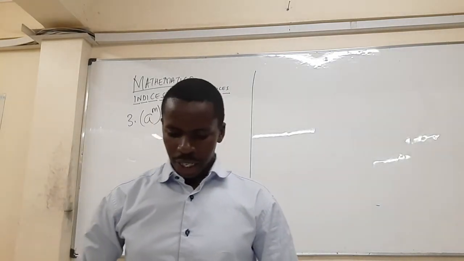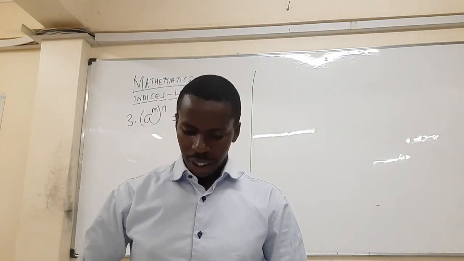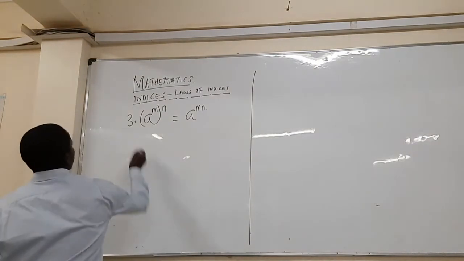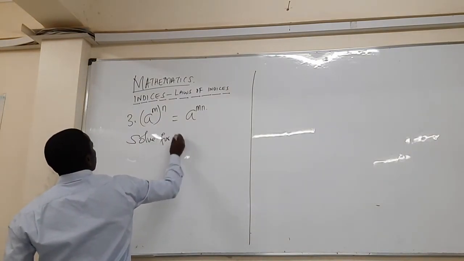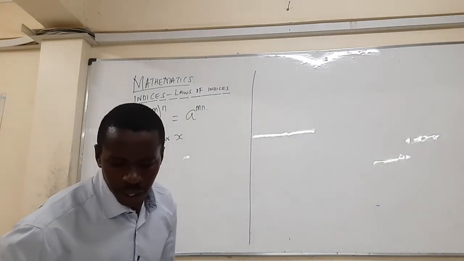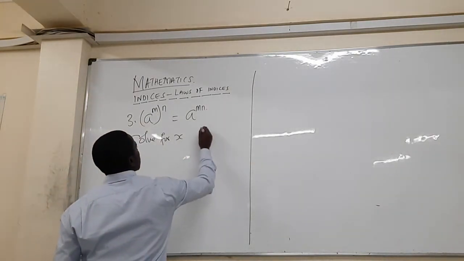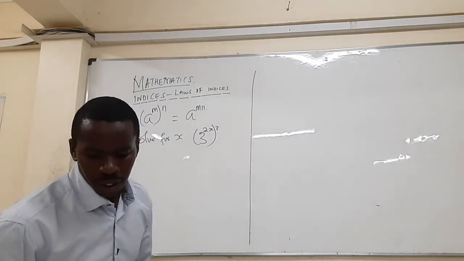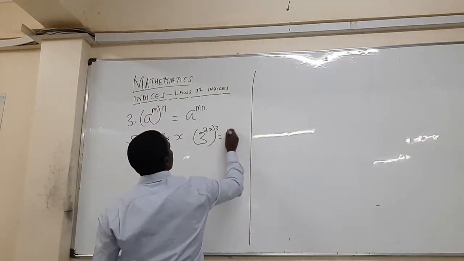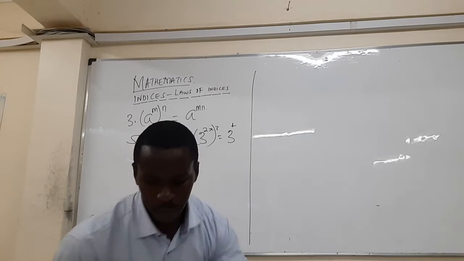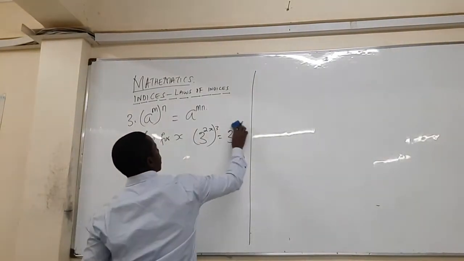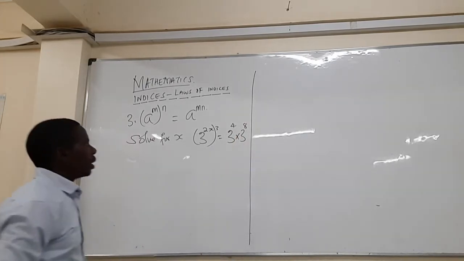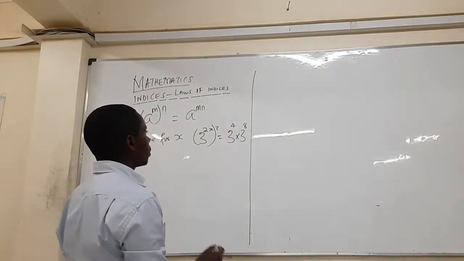So an example, just to demonstrate that: you have been told to solve for x in 3 power 2x, power 3, is equal to 3 power 4 times 3 power 8. In this case, we have various rules that we're going to use here.